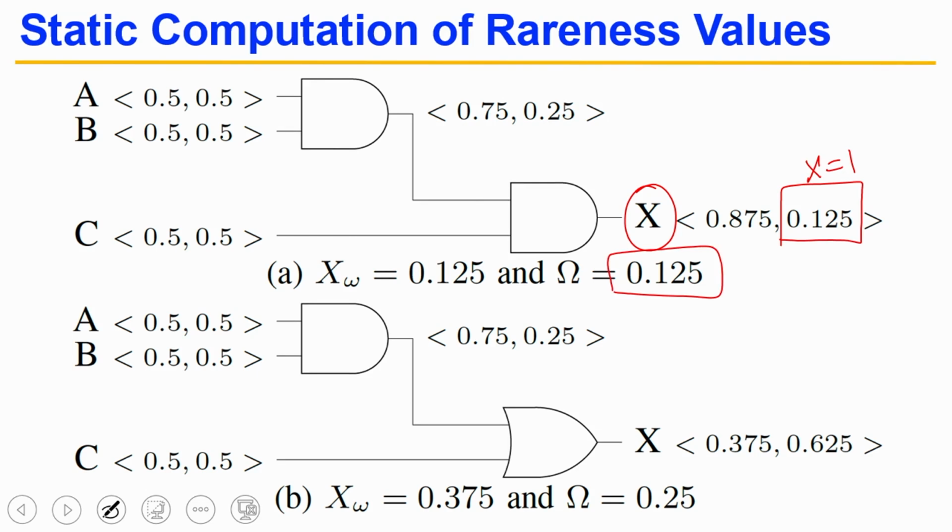Another design: if x is 0, that is the rarest value. What is the rarest signal in the whole circuit? It is this one. I did not give a name for this variable, but whatever this variable is, under 1, 0.25 is the rarest value in the circuit, and for a specific signal this is the rarest value.